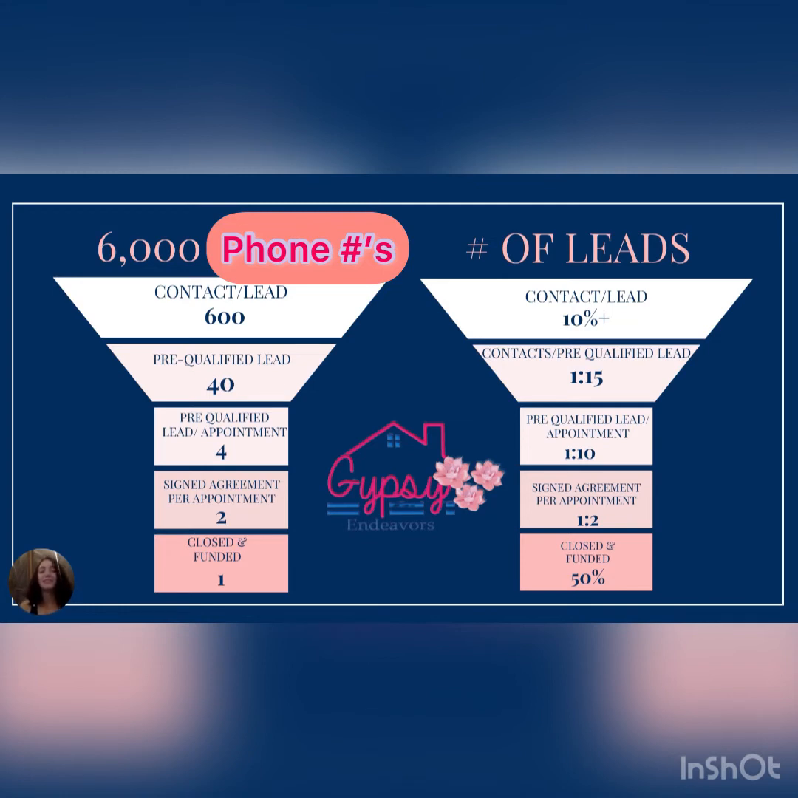So 6,000 times 10% is 600. 600 people that we've gotten in contact with. So we've got 6,000 phone numbers.